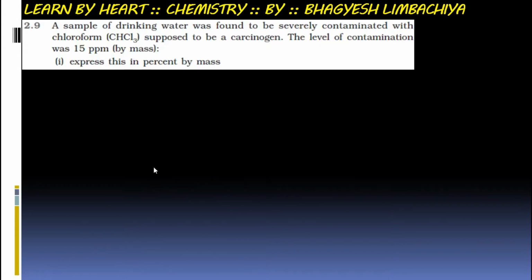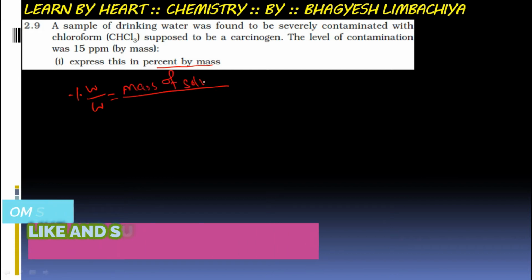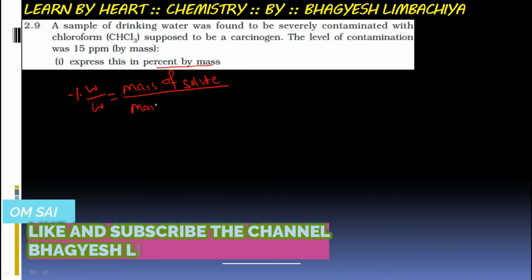A sample of drinking water was found to be severely contaminated with the chloroform, supposed to be a carcinogen. The level of the contamination was 15 ppm by mass. So you are asked the percentage by mass, means you are asked percentage W by W. It has a formula: mass of solute divided by mass of solution. Both of the masses are in gram, and it is multiplied by 100.